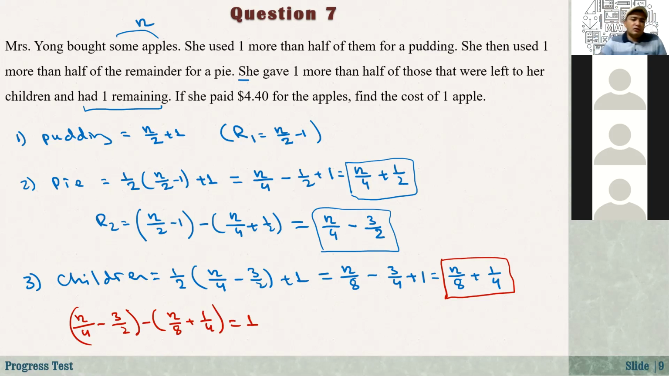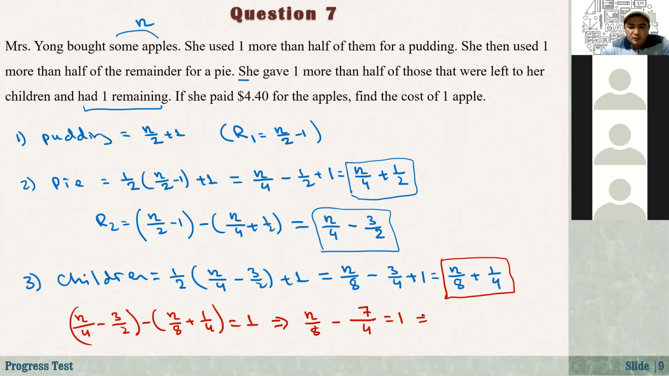If she paid $4.40 for the apples, find the cost of one apple. Okay, before that, we need to find n, right? And after that, we will find the individual price, the cost of one apple. So we need to solve this equation. n over 4 minus n over 8 minus n over 8, minus 3 over 2 minus 1 over 4, that's equal to minus 7 over 4, so that's equal to 1, right?